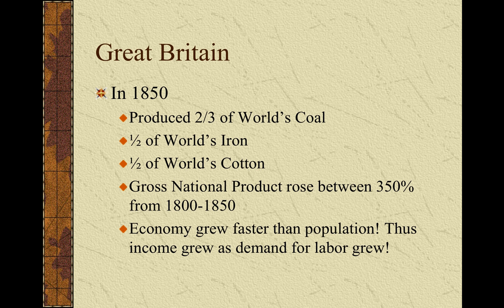And by 1850, Great Britain is going to produce two-thirds of the world's coal, one-half of the world's iron, and one-half of the world's cotton. Their GNP, that's their gross national product, very similar to a GDP, rose 350%. Their economy was growing faster than their population, and their income grew as the demand for labor grew. So they were making money, and they were pretty much ruling the world economically.